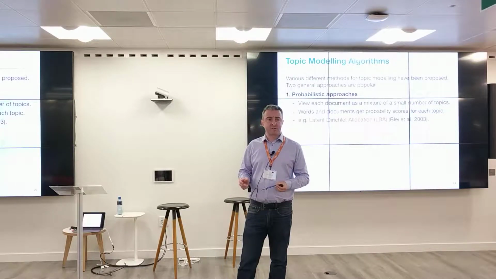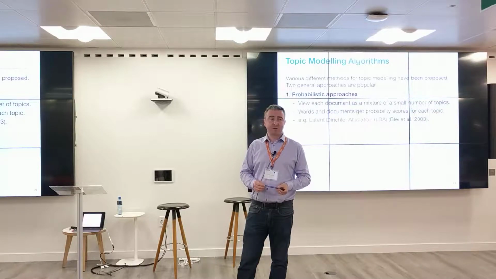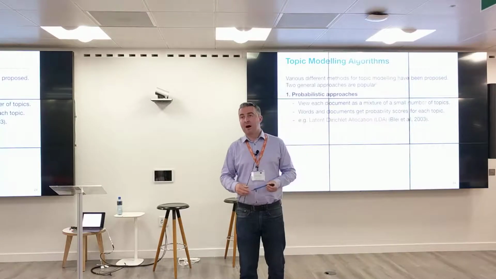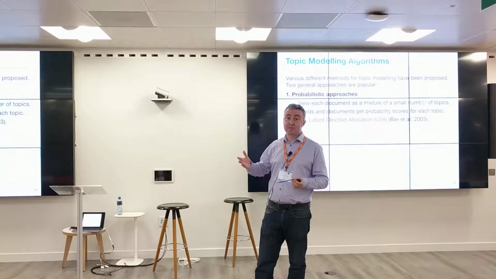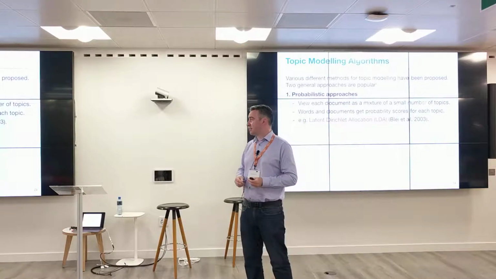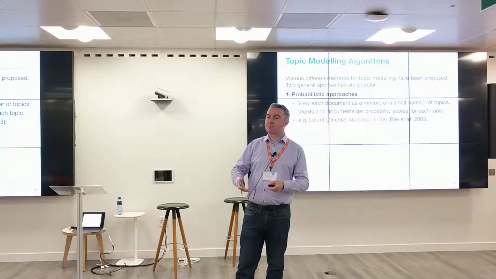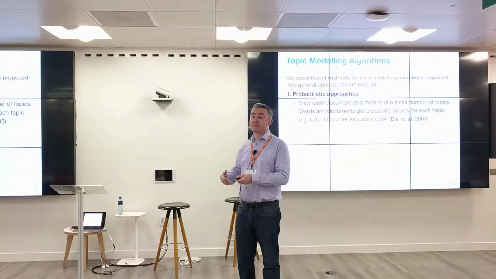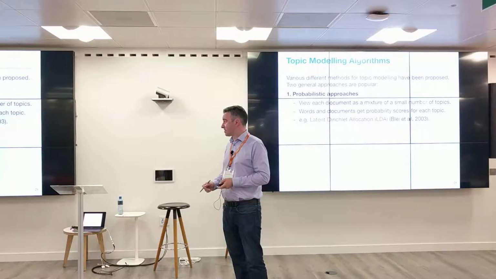There are two general approaches to topic modeling that are quite widely used in the literature. The one that's probably most common, particularly if you mention topic modeling to people from a statistical background, they'll think of approaches like latent Dirichlet allocation, which are effectively probabilistic approaches. The idea is that you view each document as some kind of mixture of topics, and then you try and figure out the probability of each word and each document for a specific topic. And these are quite popular techniques.